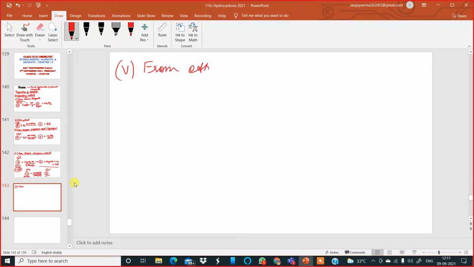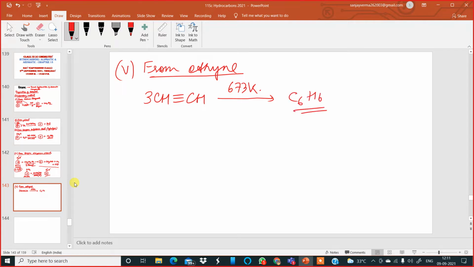From ethyne or acetylene, we can also obtain benzene, which I have discussed in the previous classes. If we take three molecules of ethyne, 3 CH triple bond CH, and pass it through a hot iron tube at 673 Kelvin under pressure, it undergoes a cyclization reaction to form benzene, C6H6. This I have done in the previous class also.